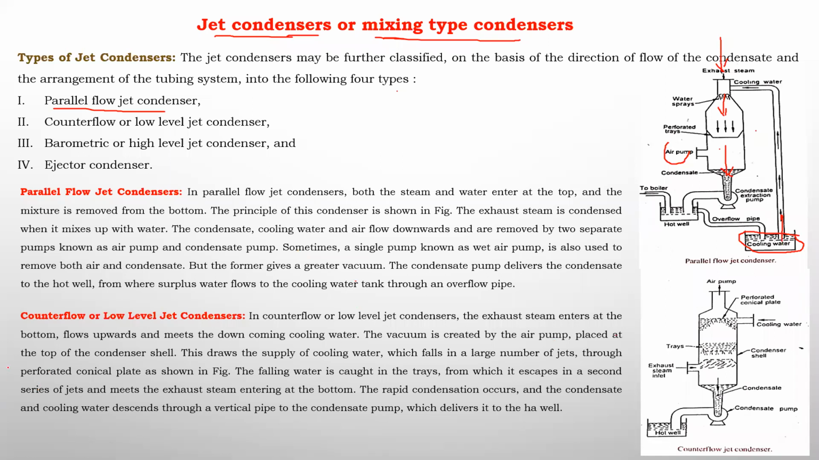Next, come to the counter flow. This is nothing but a counter flow or low level jet condenser. Why low level? The height of this condenser will be very short, that's why it is called low level. And counter flow means the direction of the cooling water as well as the steam will be in opposite directions. If you observe, the cooling water enters here, and here there will be some perforations. Once the water enters in the form of fine droplets, it moves in the downward direction. But the steam from the turbine enters at the bottom, and because of its lesser density, it tries to move upwards.